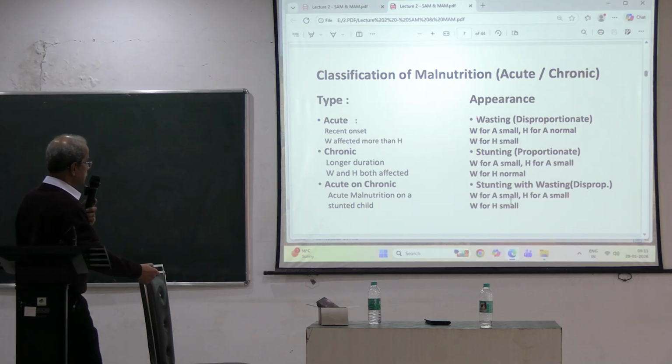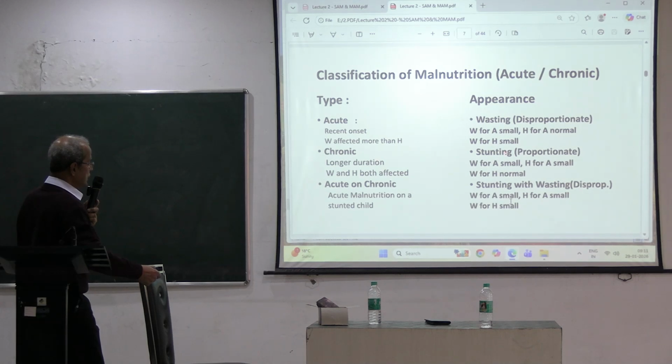In acute malnutrition, the child will appear wasted, and there should be disproportionate wasting. Weight for age is small, height for age is normal, because in acute malnutrition, the height cannot reduce. So height will be normal, but weight will be small, and weight for height will be small.